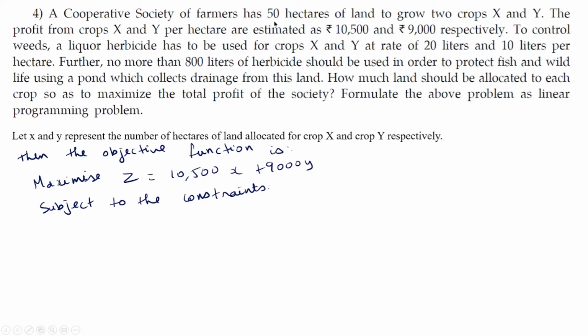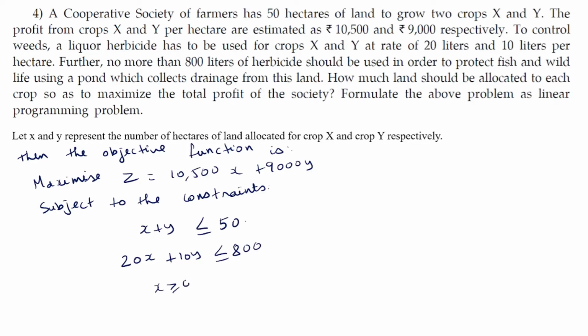here the maximum area of land available is only 50 hectares. Now we have taken X as the number of hectares of land allocated for crop X and Y as the number of hectares allocated for crop Y. The total land available is only 50 hectares. So the first constraint is X plus Y less than or equal to 50. And then the second constraint: it is given a liquid herbicide can be used for X and Y at the rate of 20 liters and 10 liters per hectare, and the maximum should be 800 liters of herbicide. So the next constraint is 20X plus 10Y less than or equal to 800.